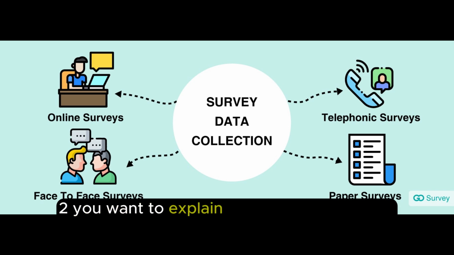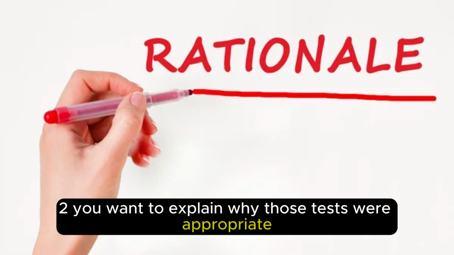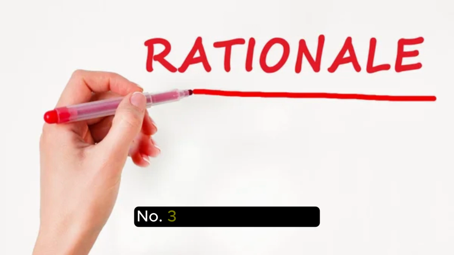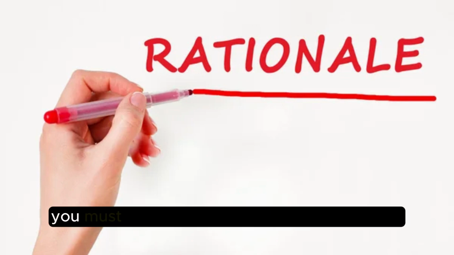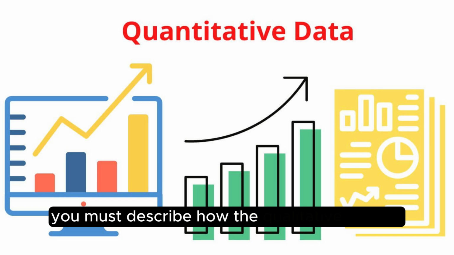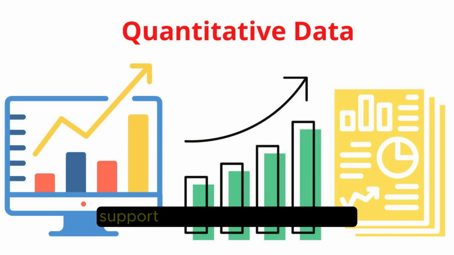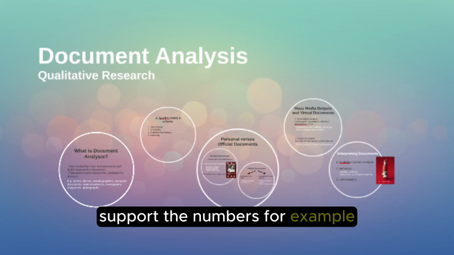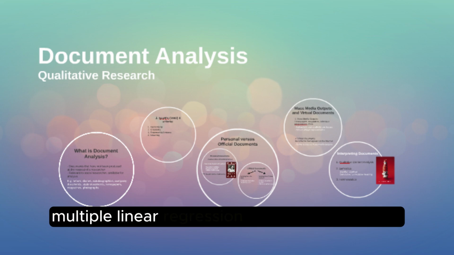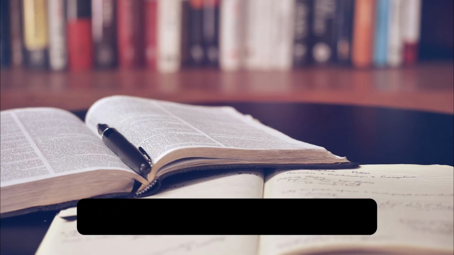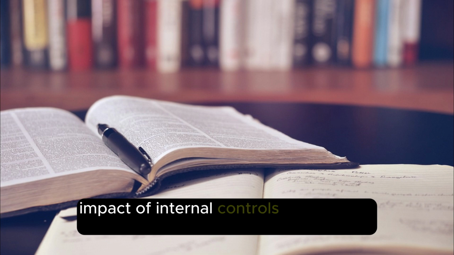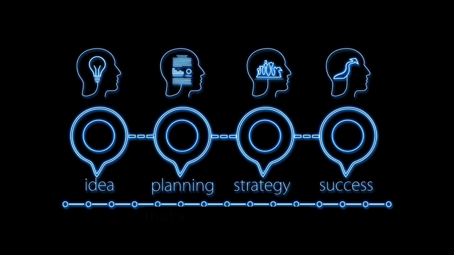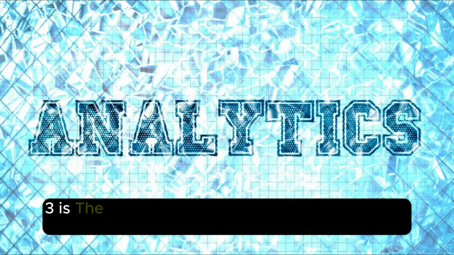2, you want to explain why those tests were appropriate. Number 3, for mixed method, you must describe how the qualitative themes support the numbers. For example, multiple linear regression was used to test the impact of internal controls on financial performance. That's just an example.